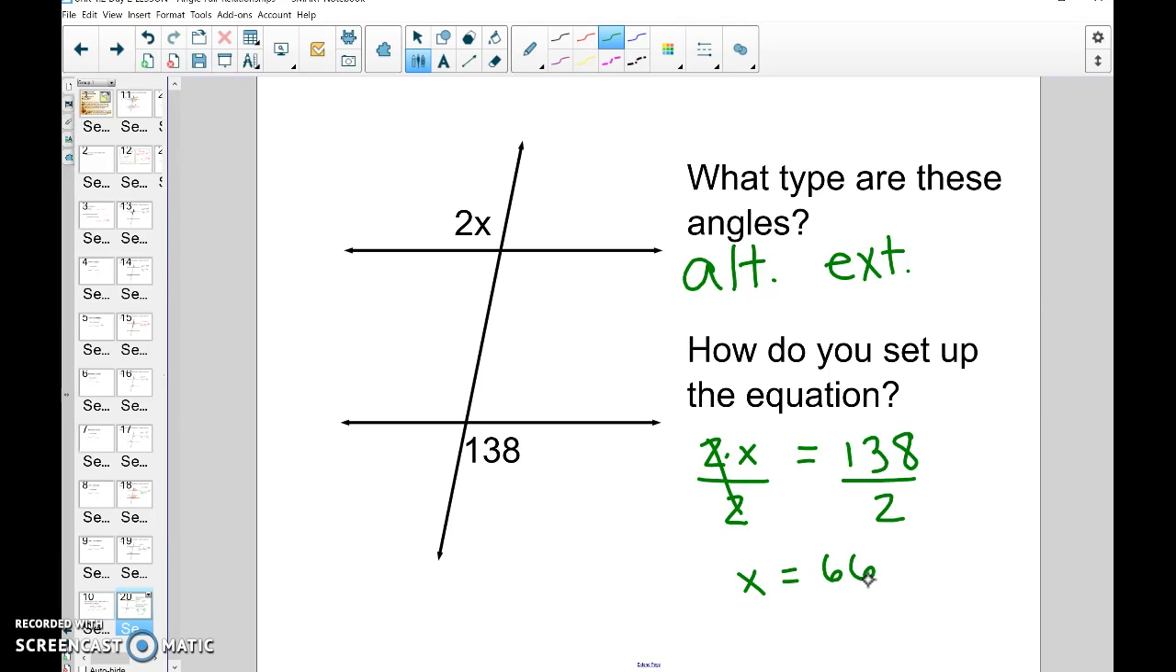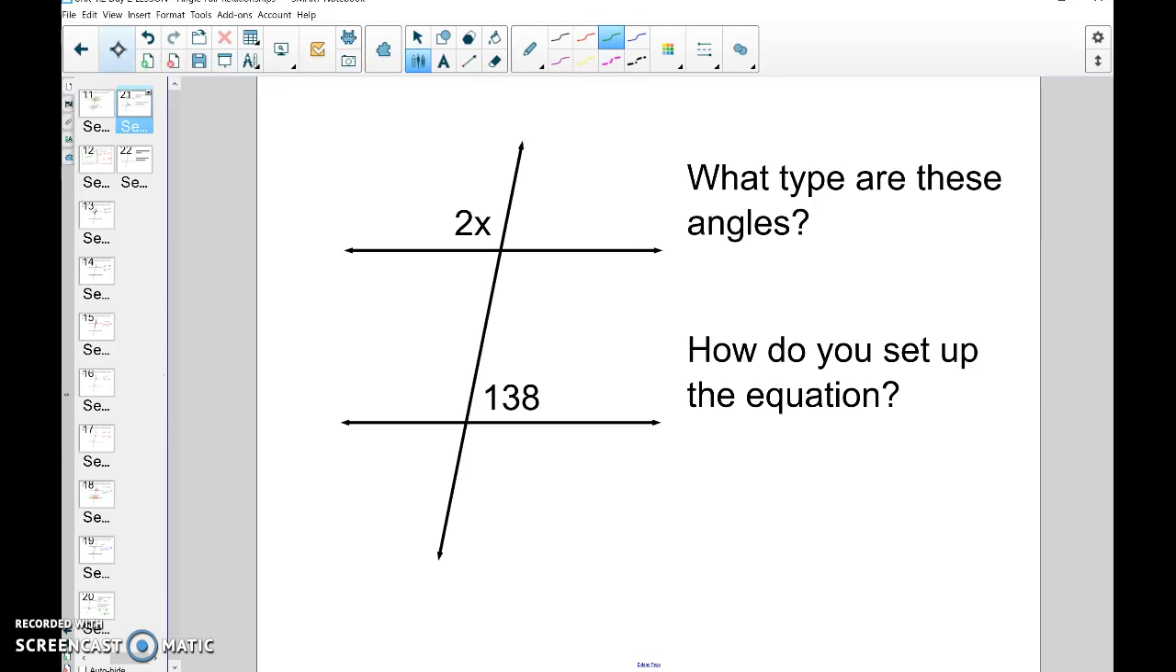Nope, that's not right. This is what happens when you do math a little bit late at night when you're a tad bit sleepy. 69. My mistake, guys. 69 is what x should equal. Hopefully you caught that yourself.